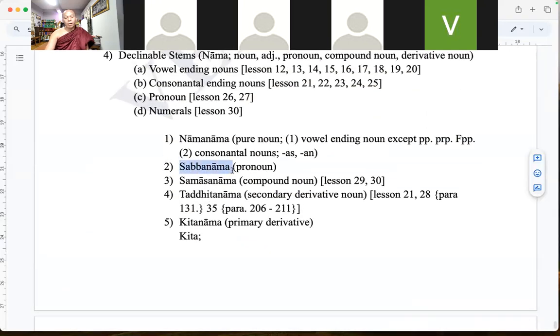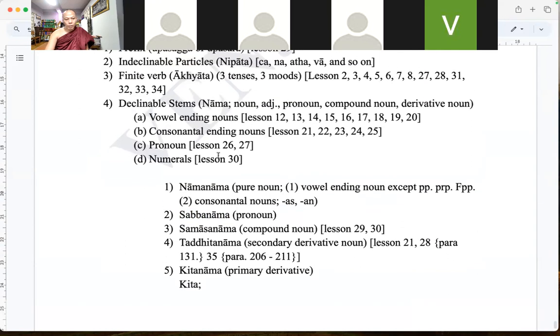And the Savanama, the pronouns. Those pronouns are also here. The pronoun lessons are 23, 26 and 27. That is fine, maybe again. Sorry, that was skipped already. So the pure nouns ending in R, E, E, U are also here. In this lesson, you can see.